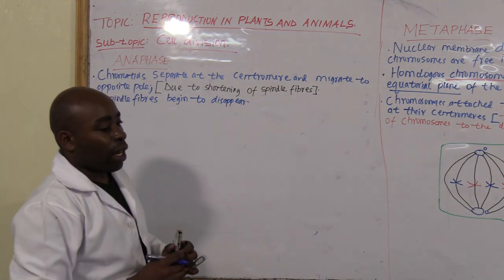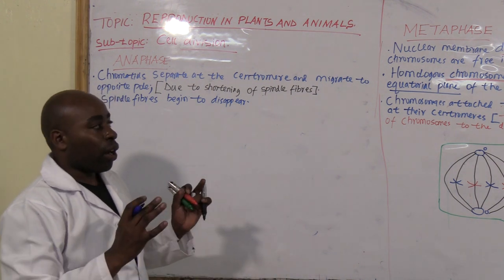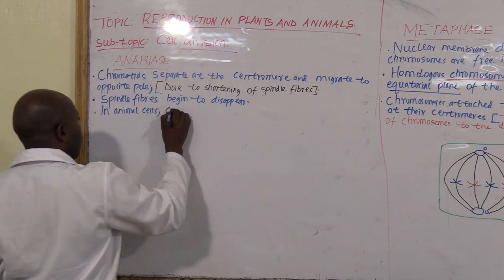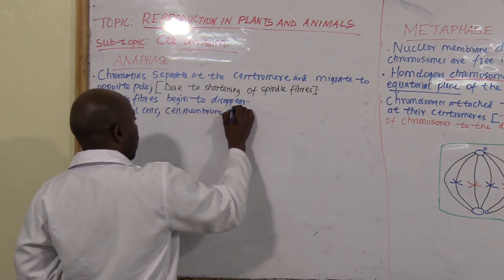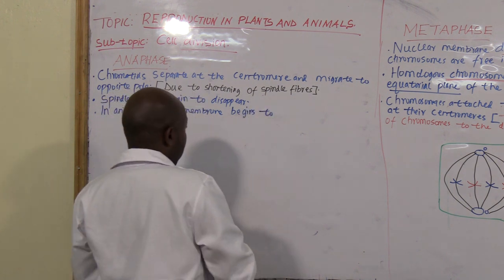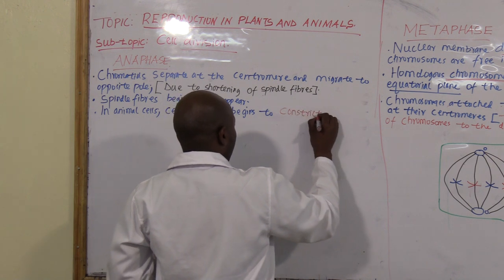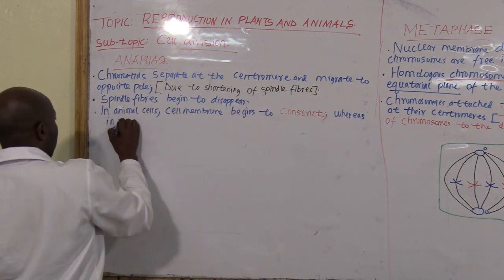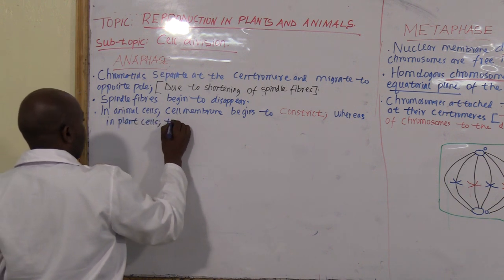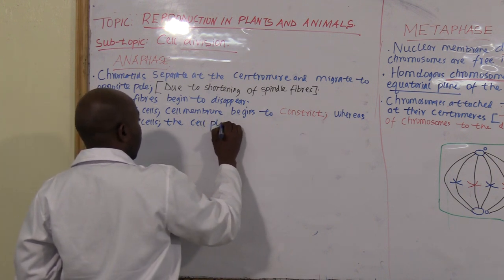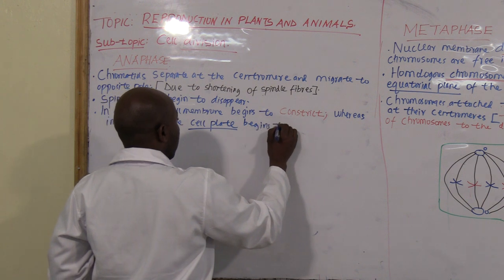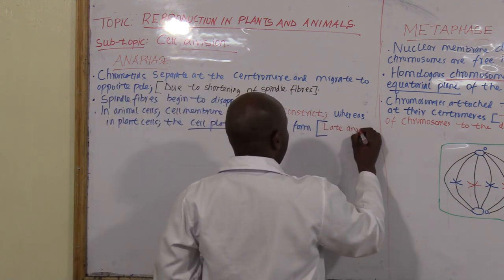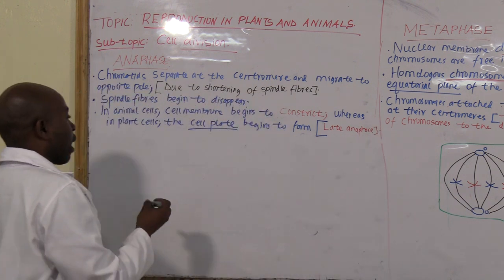Spindle fibers begin to disappear. Then finally, in case it is an animal cell, there'll be constriction of the cell membrane. So in animal cells, the cell membrane begins to constrict, whereas in plant cells, the cell plate begins to form. This is towards the late anaphase stage. So diagrammatically, how does it appear?